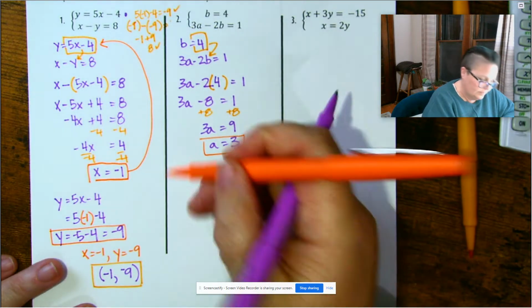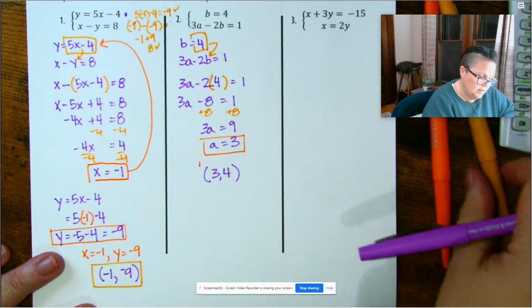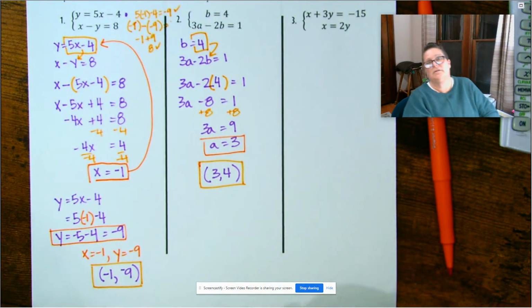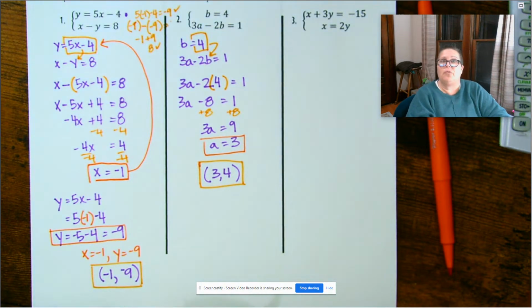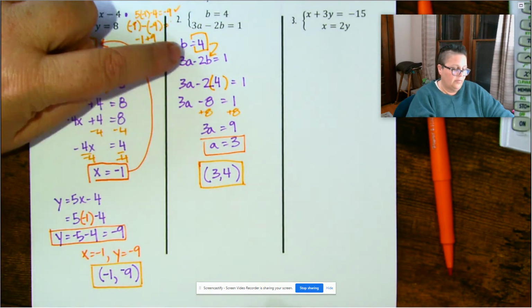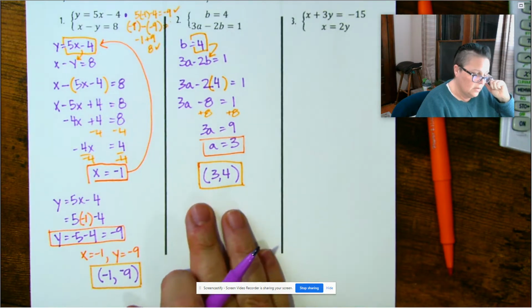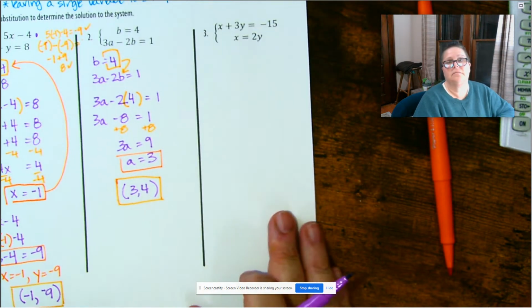Now, I think the only question, well, maybe you got a lot of questions, but why did I do 3, 4 instead of 4, 3? Because A's come before B's. When you're not sure, put it in alphabetical order, or put it in the order of the letters alphabetically. Okay. All right, problem number 3.